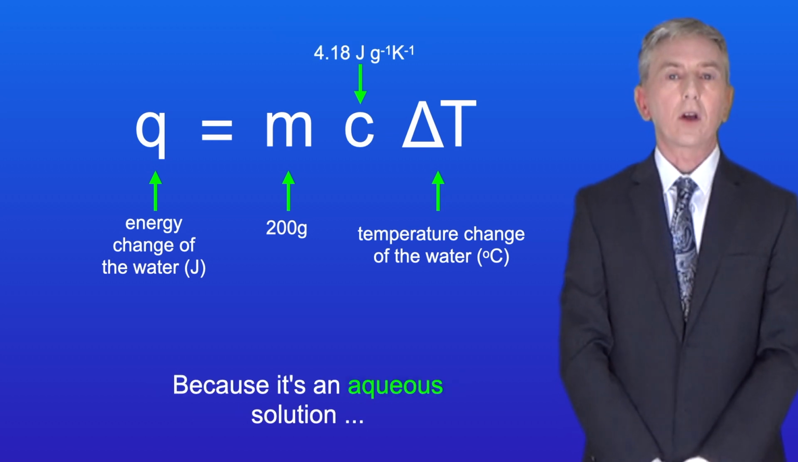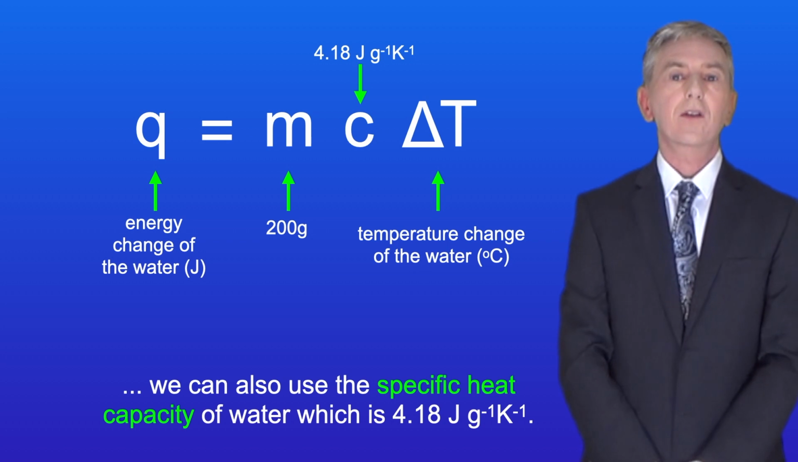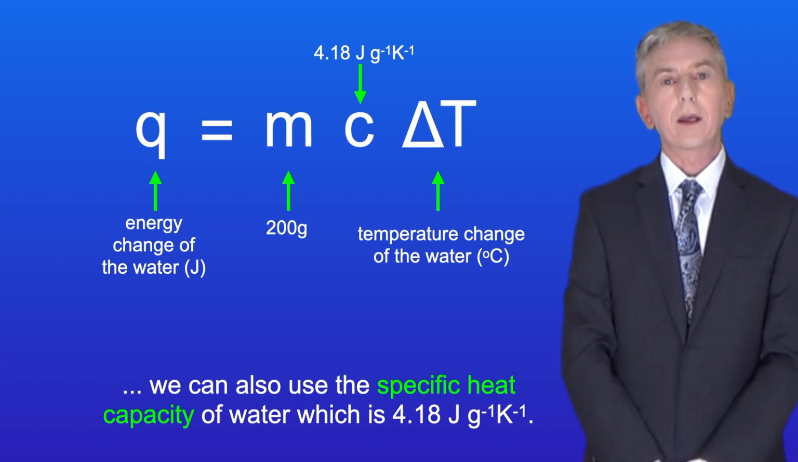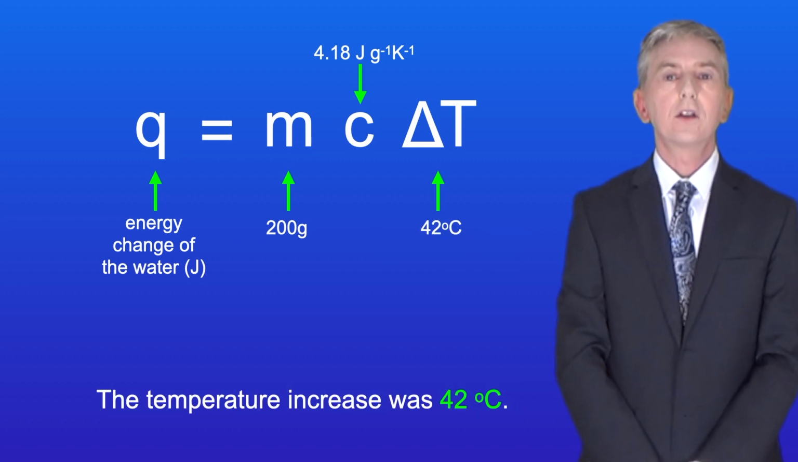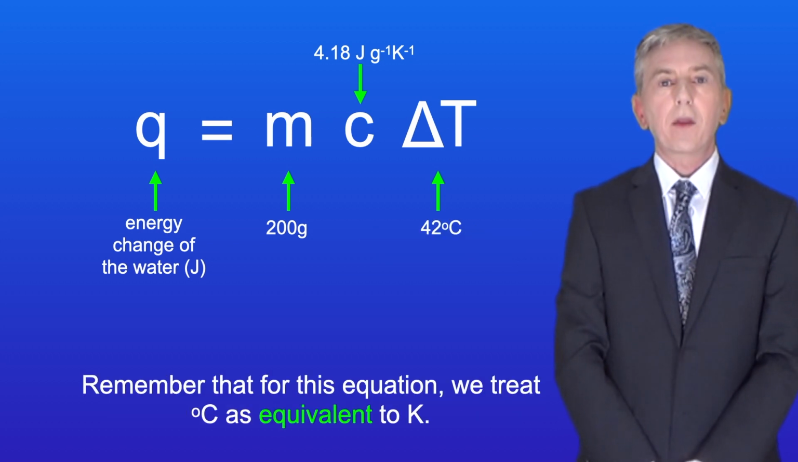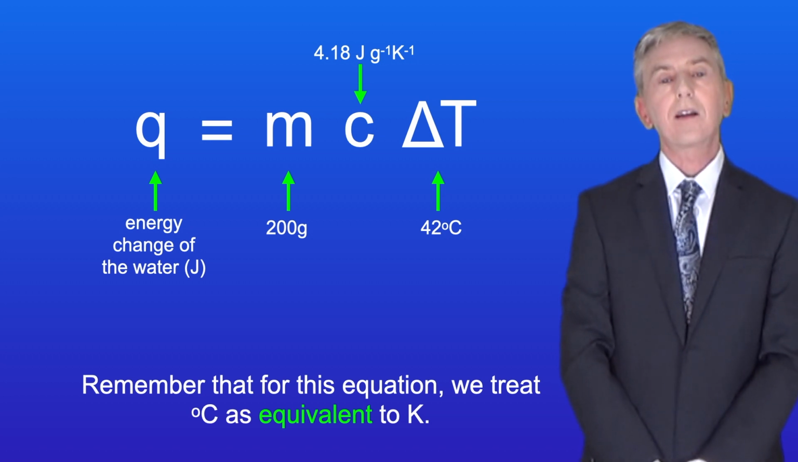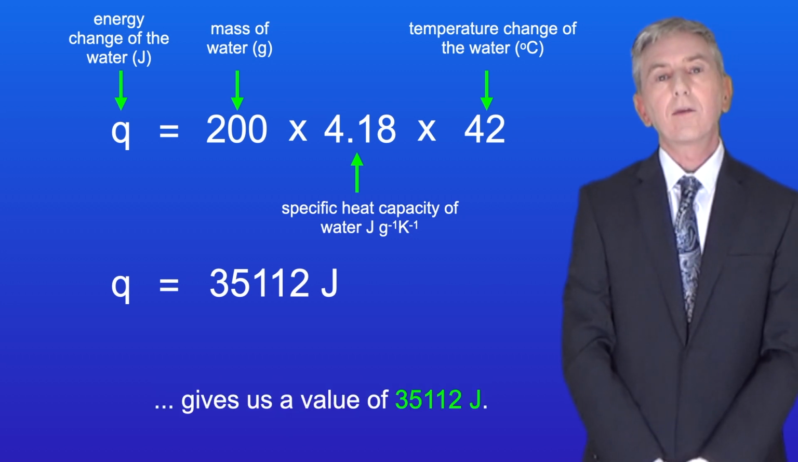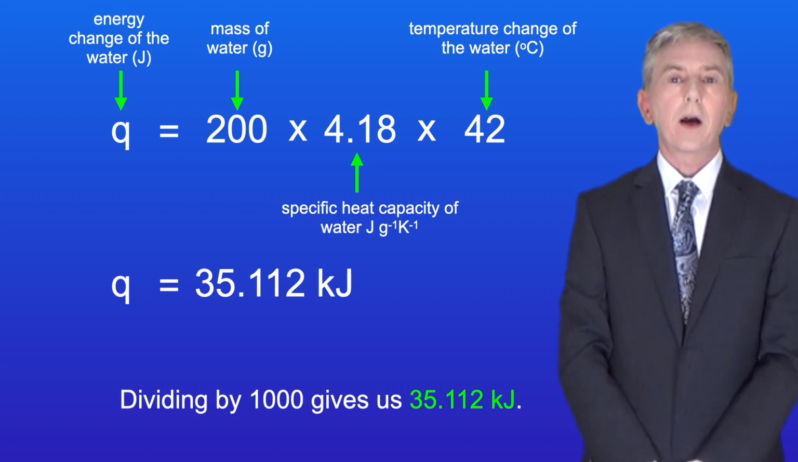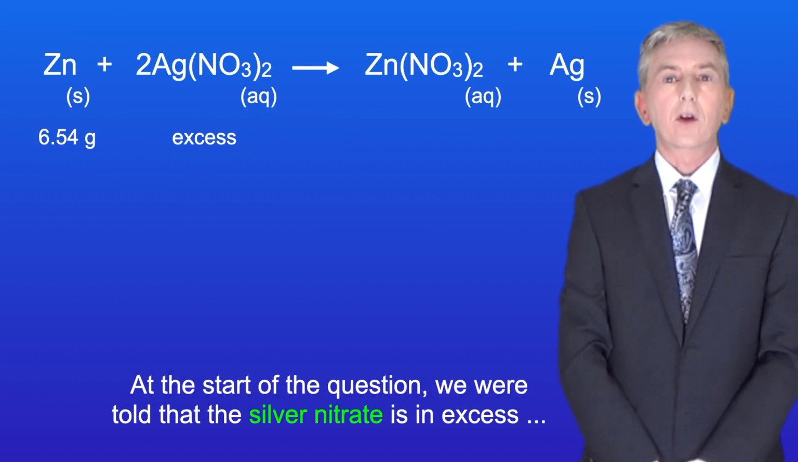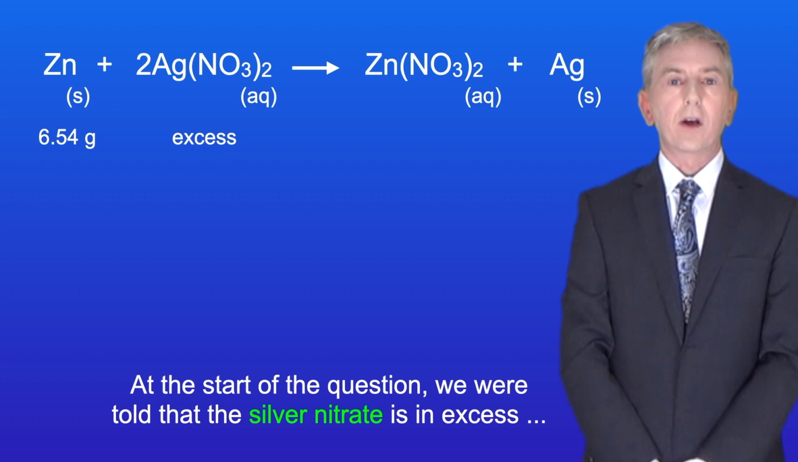Because it's an aqueous solution, we can also use the specific heat capacity of water, which is 4.18 joules per gram per Kelvin. The temperature increase was 42 degrees Celsius, and remember that for this equation we treat degrees Celsius as equivalent to Kelvin. Putting these numbers into the equation gives us a value of 35,112 joules. Dividing by 1000 gives us 35.112 kilojoules.